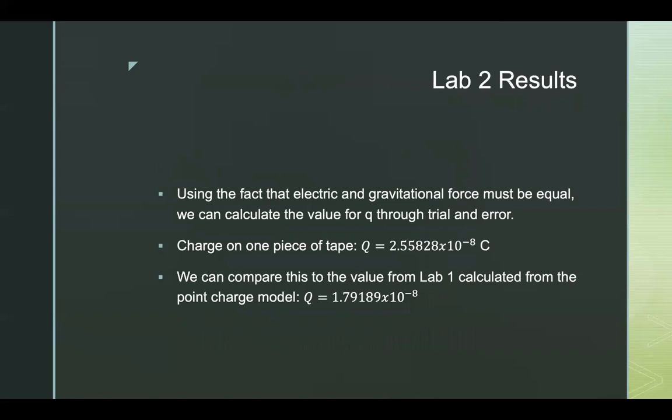we can calculate our charge Q through trial and error. Once we know that electric and gravitational force must be equal, our gravitational force is easy to calculate, and then we can adjust our value for Q until the electric force is equal to the gravitational force. And through that trial and error method, I calculated that the charge on one piece of tape is 2.558 times 10 to the negative 8th coulombs. And this is different from the value in Lab 1, which was 1.79 times 10 to the 8th coulombs.